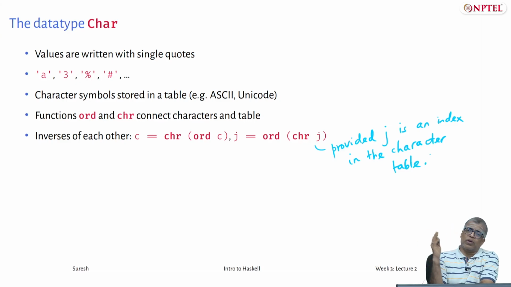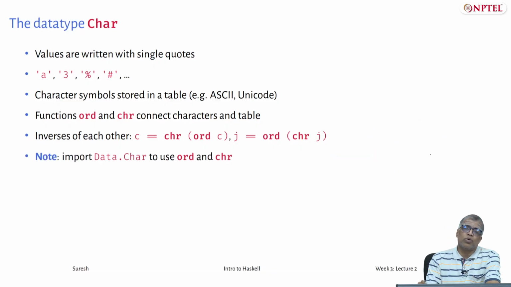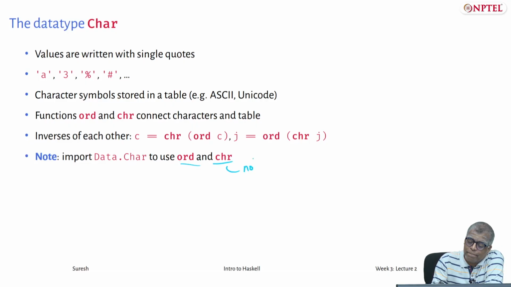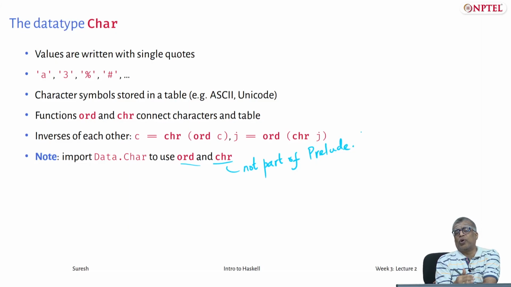I cannot try some really huge integer value and ask what is CHR of J. I might probably get an error. So the important point is that ORD and CHR are not part of the standard library. Recall that I also said that the standard library is called Prelude. They are not part of the Prelude. But even inside GHCI, you can always say import Data.Char, and that will import a lot of functions and concepts related to characters.